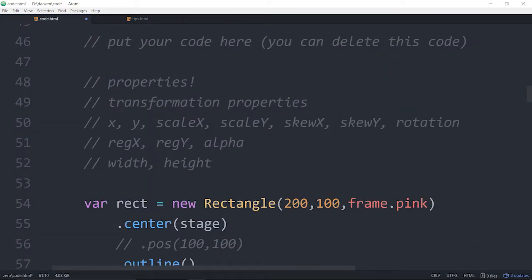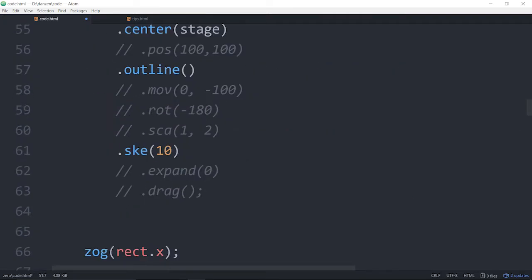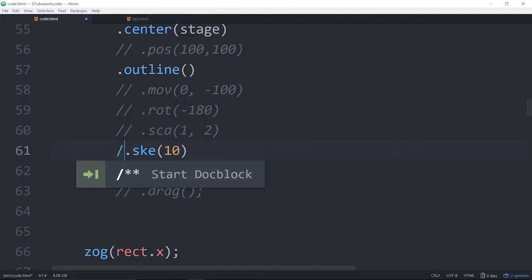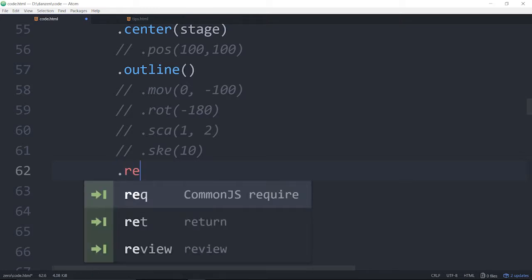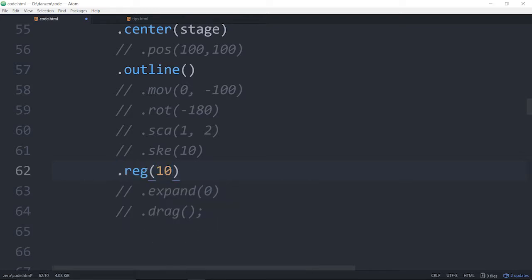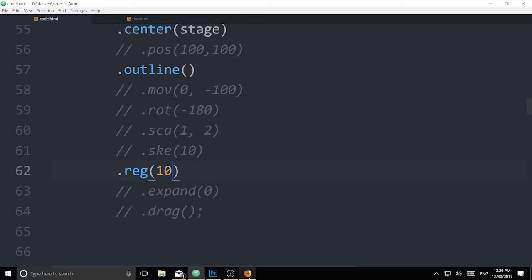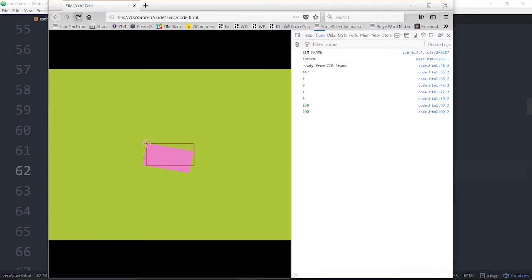Oh, what other ones do we have? Do we see rotation? Yeah, reg. So the registration point is reg. And you can just go dot reg. If we say a reg of 10, what that does is it puts the registration point at 10, and then it takes the whole thing and puts it at the registration point where it was before. So really, it sort of looks like it shifts it back.